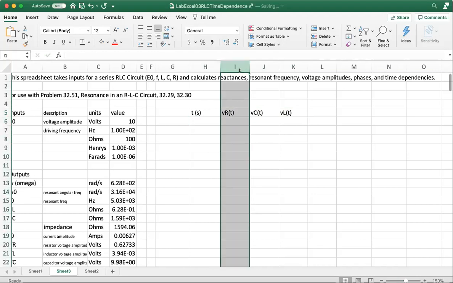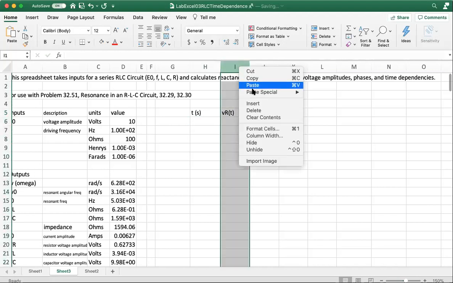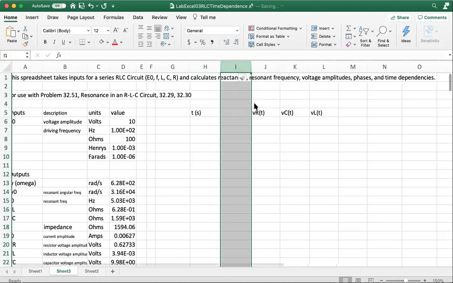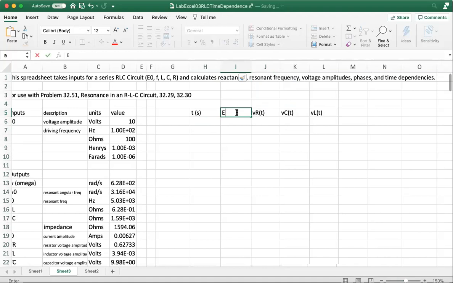I forgot the EMF, so I'm going to click right there and do insert, and it's going to know to put a column in. So I'll do my EMF here. My big E is EMF here. Okay, so we have these four components, and I want to see their voltages as a function of time.